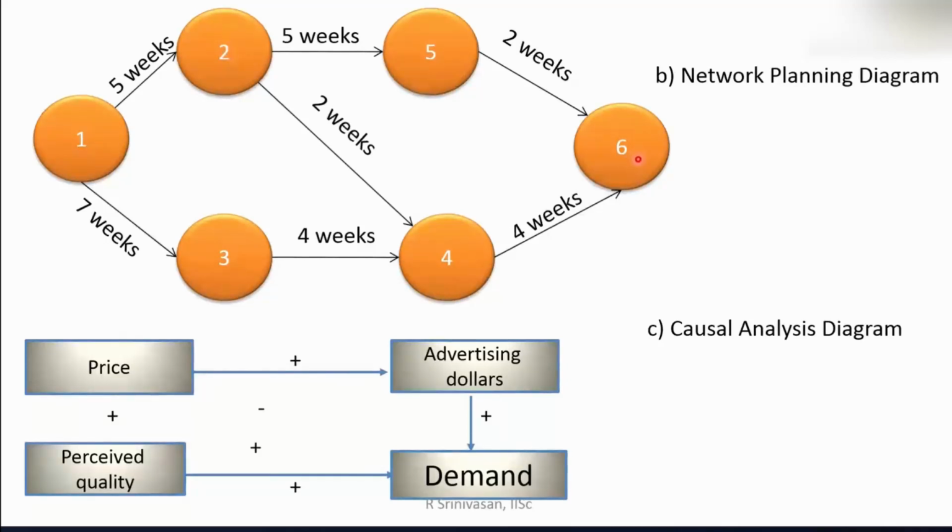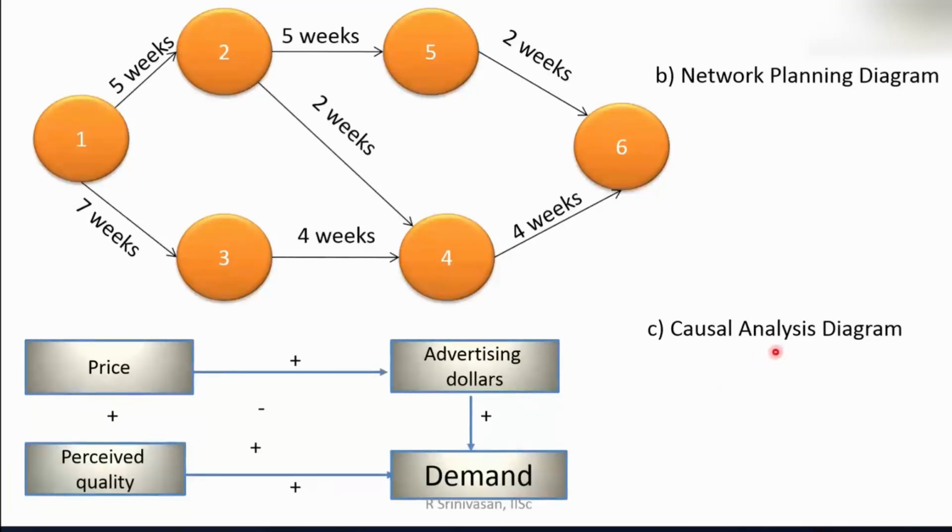Then what do you make out when you look at activity 6? Activity 6 gets completed only when 4 and 5 are completed. So what are you likely to get through this whole network planning diagram? It gives you a scenario where you find out the critical path, that is, how many weeks will be taken. If you look at this particular diagram, you may end up saying the critical path is 7 plus 4 plus 4, which is 15 weeks in this network planning scenario.